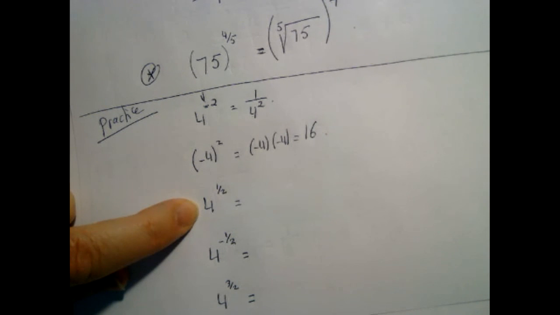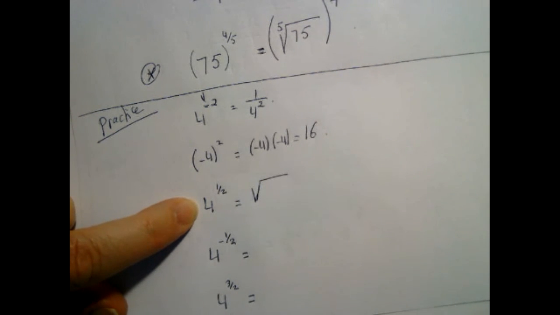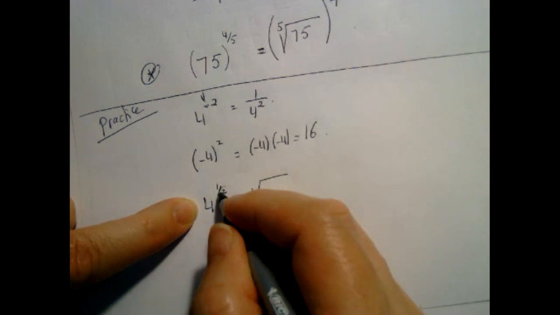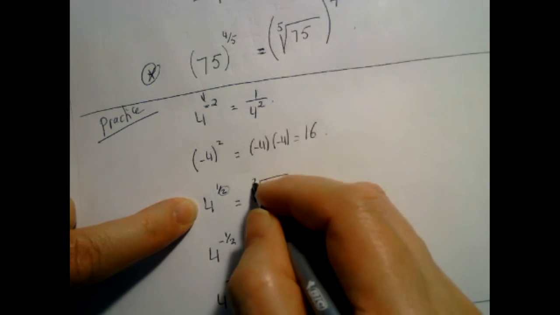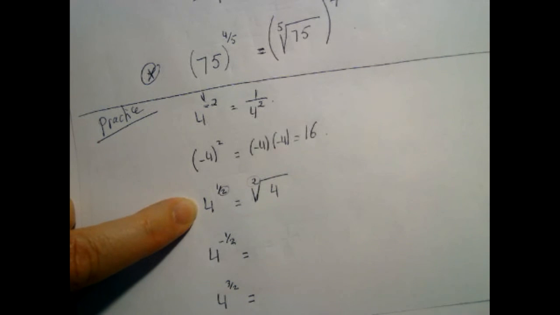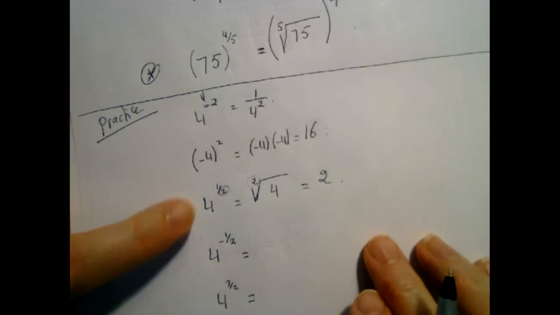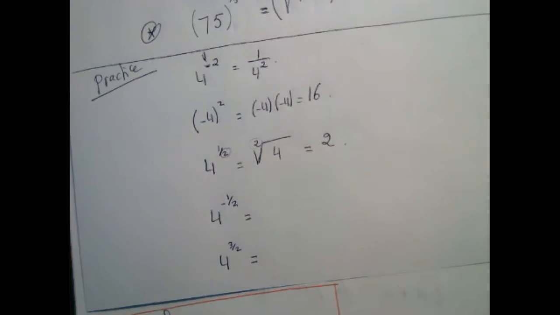4 to the half is what, in terms of the square? What's 4 to the half? That should be the square root of 4. But we know when there is a square root, we don't put the 2. So this is nothing more than a 2. All right, 4 to the minus a half, that's a little bit tricky. I'll give you a minute. What's 4 to the minus a half?